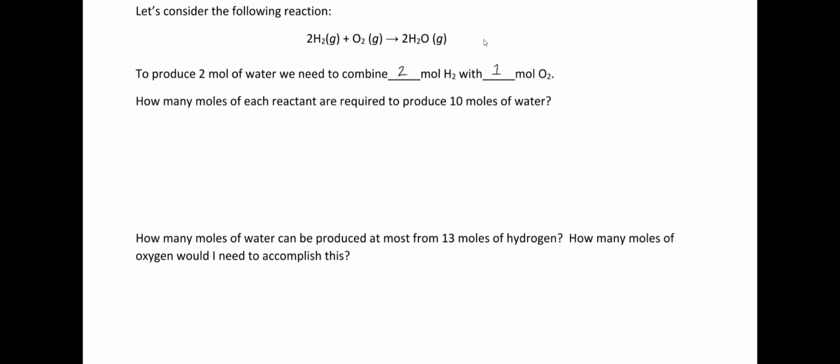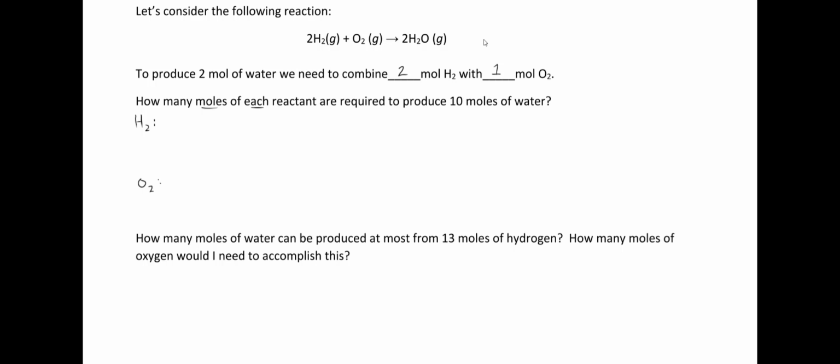So first question, how many moles of each reactant are required to produce 10 moles of water? So each reactant means I need 2 answers here. I need 1 for hydrogen, and I need 1 for oxygen. I can tell you in advance that the answer for hydrogen is going to simply be 10. And the reason for that is whenever we have the same number in a chemical equation, it's always going to come out the same. A 2-to-2 ratio is the same as 1-to-1.